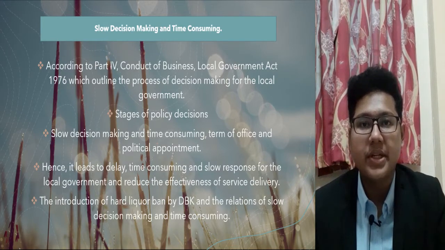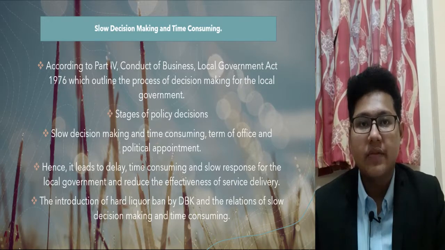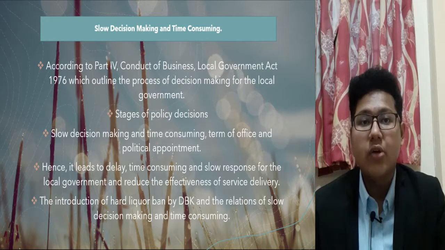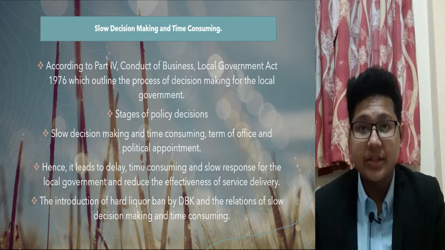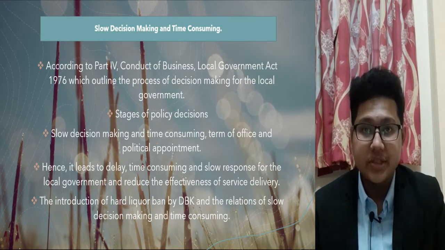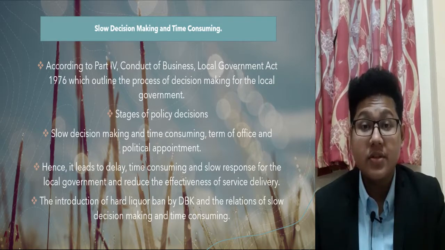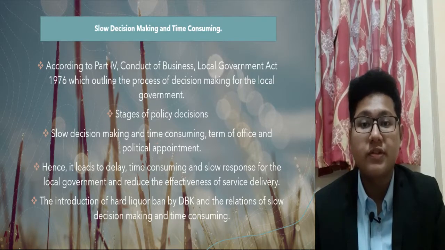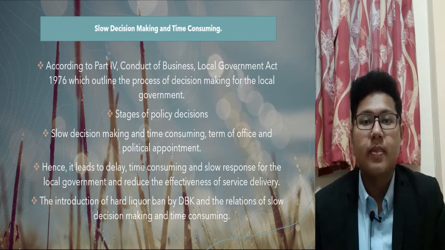Into the next slide, I'm going to explain slow decision making and time consuming. According to Part 4 Conduct of Business, Local Government Act 1976, the provision outlines the process of decision making for the local government. For example, the conduct of meetings and the conduct of votes for making decisions. Based on the provision, we can conclude that there are stages of policy decision. In other words, in order for a local government to make a policy or decision, they have to go through a lot of meetings, stages of meetings, before producing a decision.